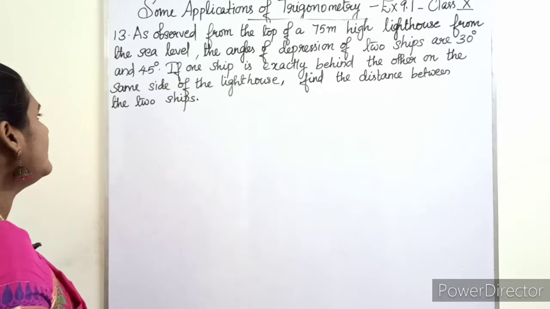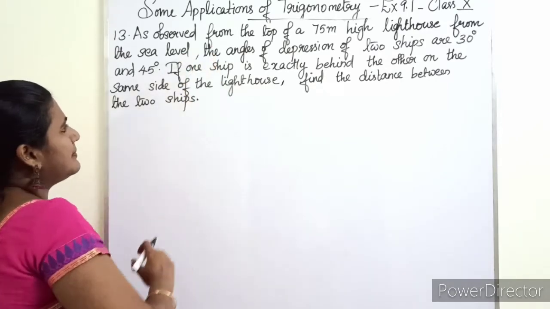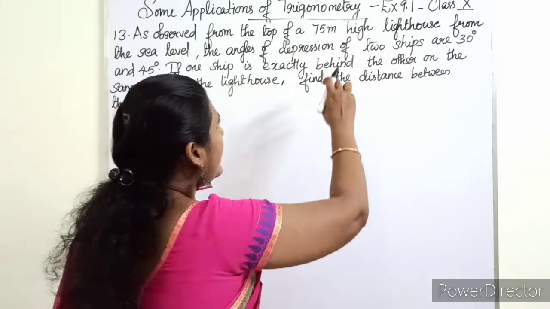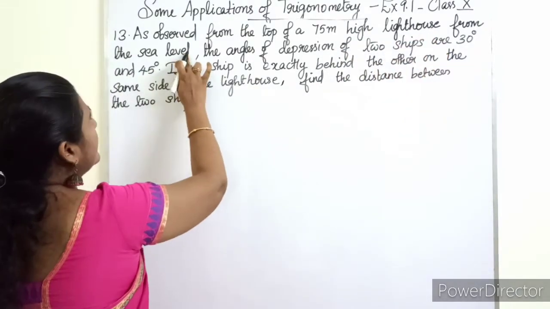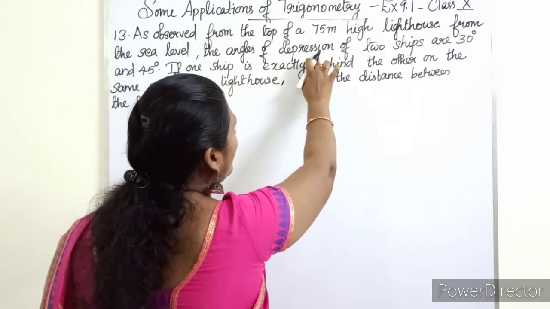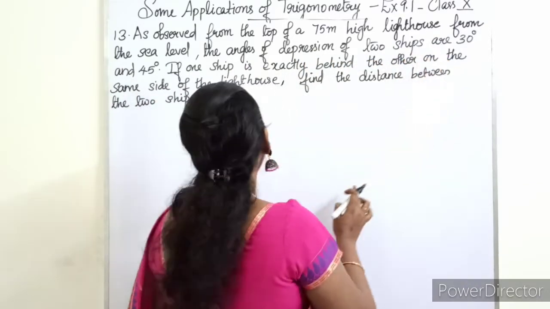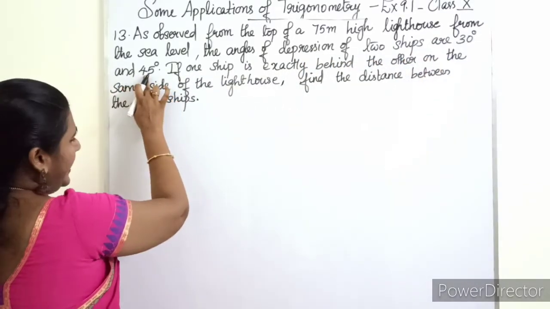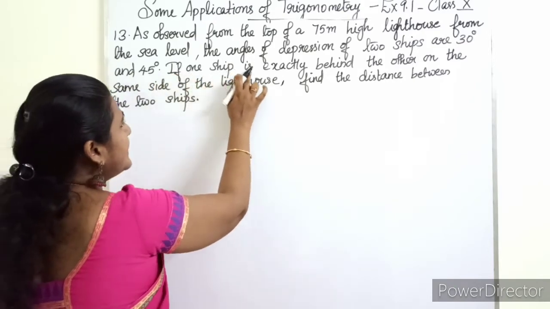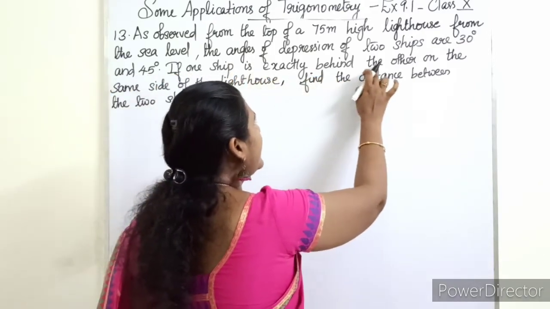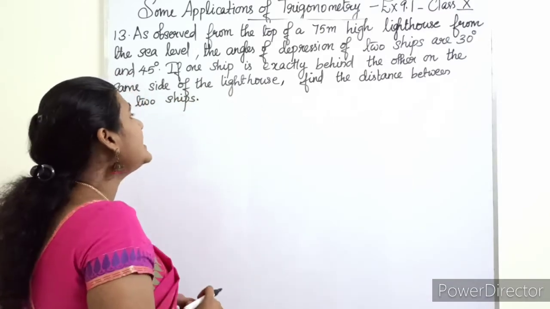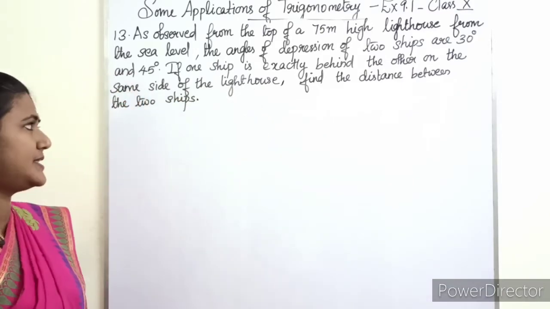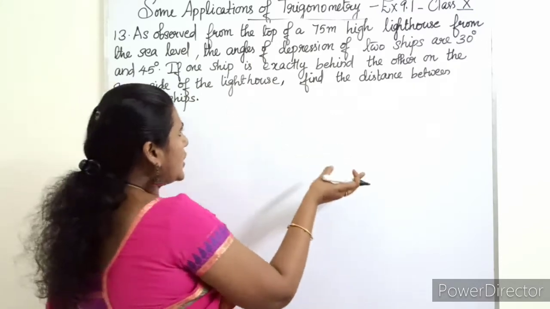Question number 13. As observed from the top of a 75 meter high lighthouse from the sea level, the angles of depression of two ships are 30 degree and 45 degree. If one ship is exactly behind the other on the same side of the lighthouse, find the distance between the two ships.